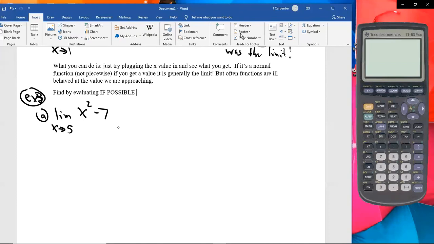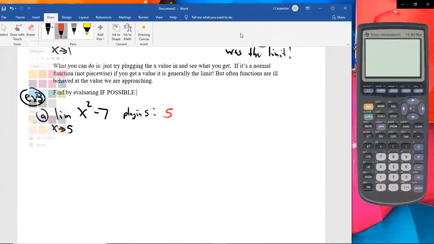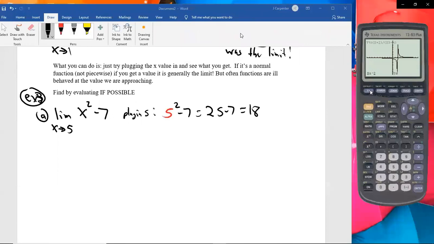So plug it in. We get 5 squared minus 7, which is 25 minus 7, which is 18. So because I got a value, that's probably right. And if you don't trust it, let's just do the graphing approach really quickly for this. Let me hide that because I'm going to use it again later, I think. Just put x squared minus 7 here.